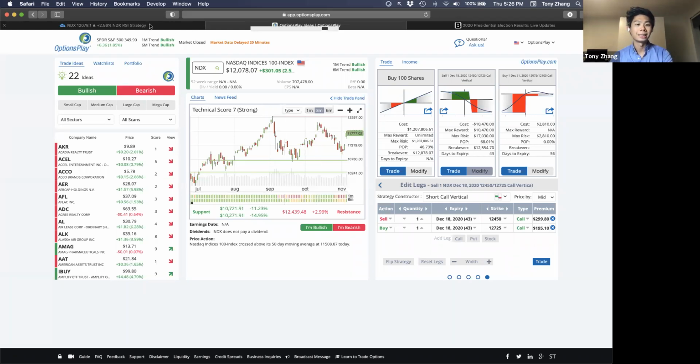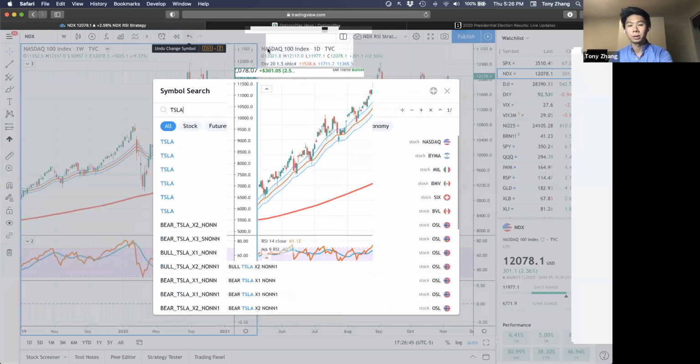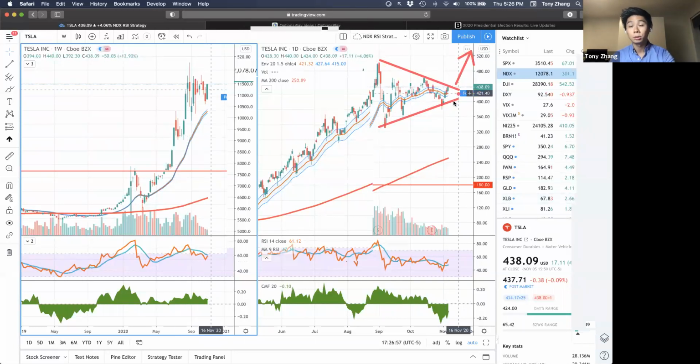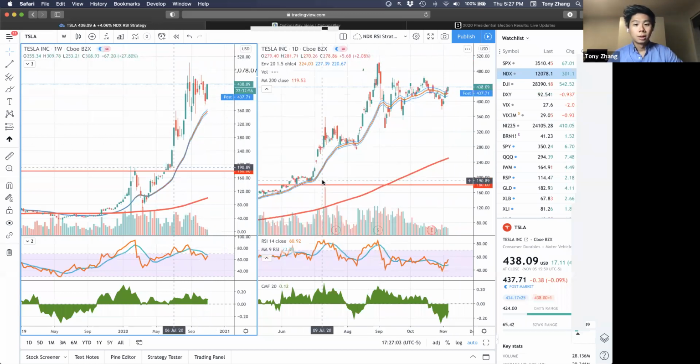What's your opinion on Tesla? I don't have a strong opinion on Tesla. Tesla's been very much range bound, right here. I do think that you're more likely to get a breakout here to the upside. I think when you get that breakout to the upside, that is potentially a bull signal or buy signal here for Tesla. But I like to see that breakout first.